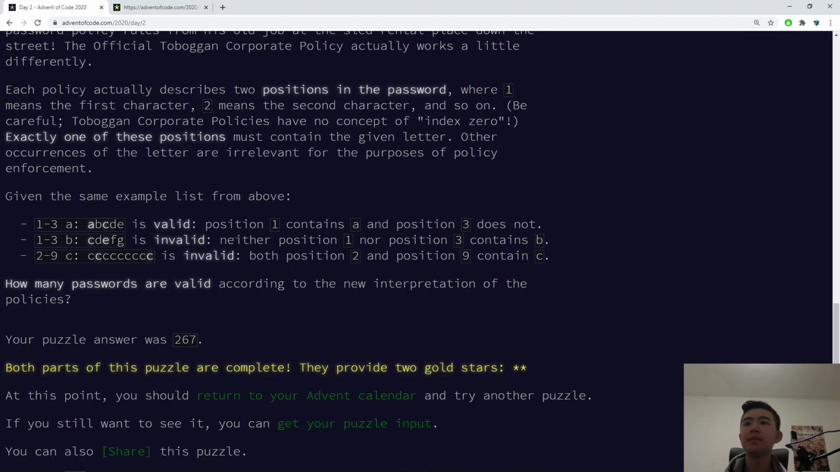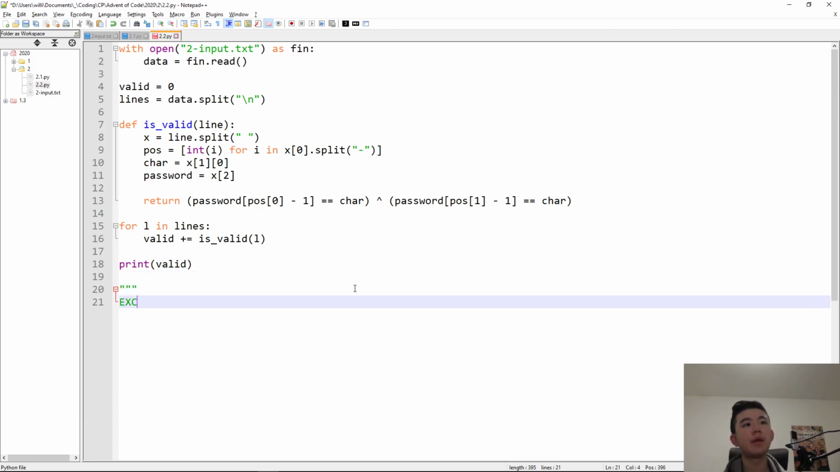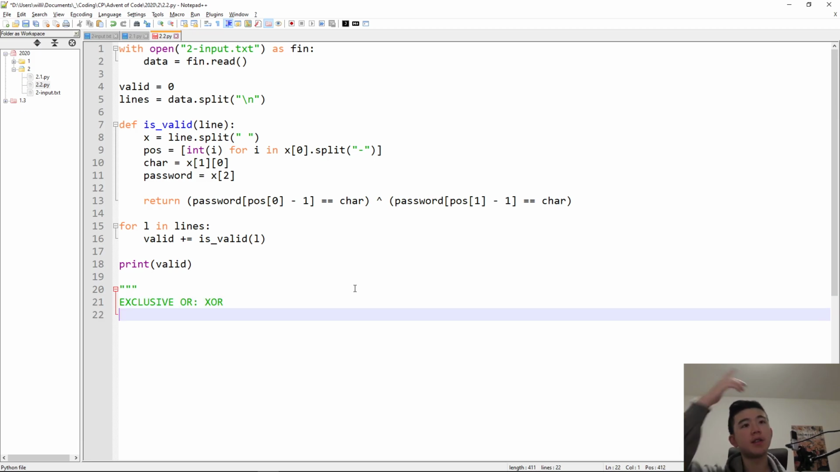Okay, I want to explain this as well. So basically, the idea is that we are given the positions, and then we have to subtract one from them because it's indexed from one, not index zero. And then we just have to check those indices in the given password, and exactly one of them has to match the given character. And how we do that is we use the exclusive OR function. It's notated XOR. Basically, it guarantees that exactly one of them is one of the given inputs. It's a binary operator, so it takes in two bits and then determines if exactly one of them is true. And that's exactly what we want here.